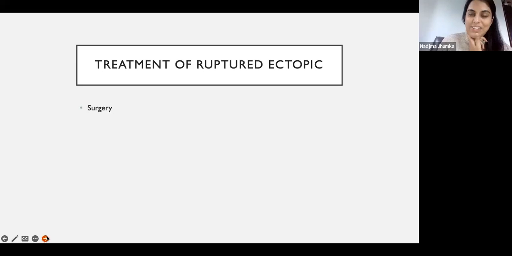And the treatment for a ruptured ectopic is always surgery. Sometimes, depending on where the bleeding is, you do end up having to do a hysterectomy or just a removal of wherever it is that is bleeding. But that's the general gist of it.